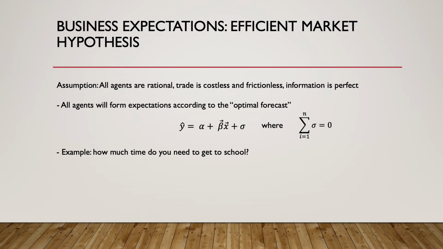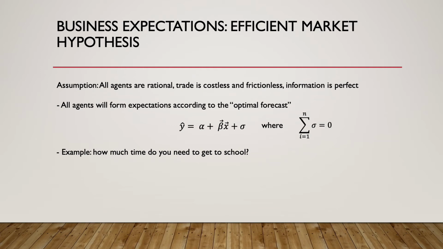Once we have these assumptions in play, let's ask the question: how will rational agents form expectations? Agents are assumed to form expectations according to the optimal forecast. They're going to look at all possible methods of forecasting and choose the best one. So y hat will be our statistical forecast of a variable. It could be a stock price, could be anything, could be the weather a week from now, right? Could be any of those things.